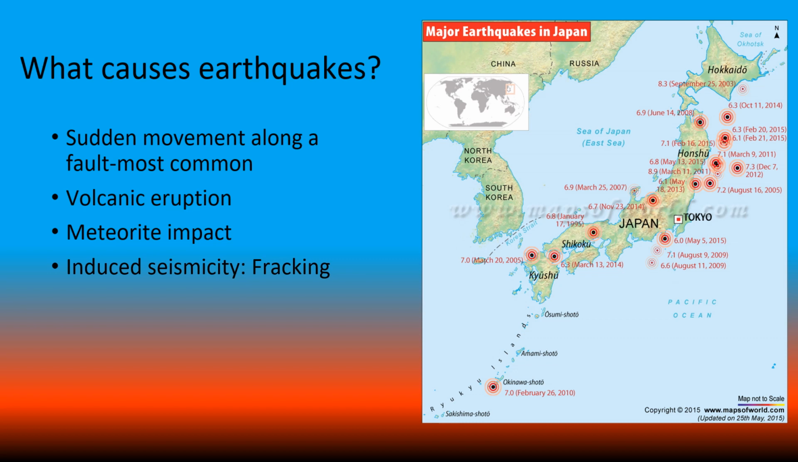We can have induced seismicity. This is often done by fracking, and this is where we take things out of the crust, or we put things back into the crust. Oftentimes this can cause swelling or subsidence and collapse and things like that. And this can induce seismicity as well. And seismicity is just another way of saying earthquake activity.